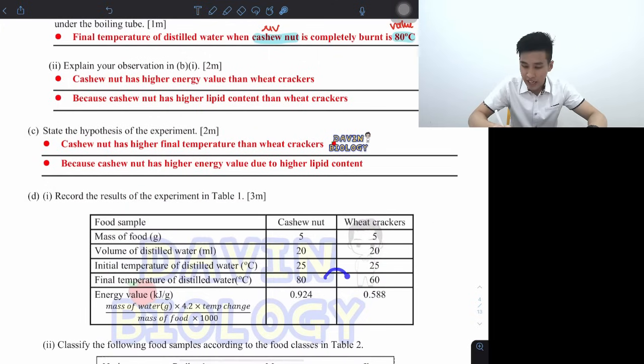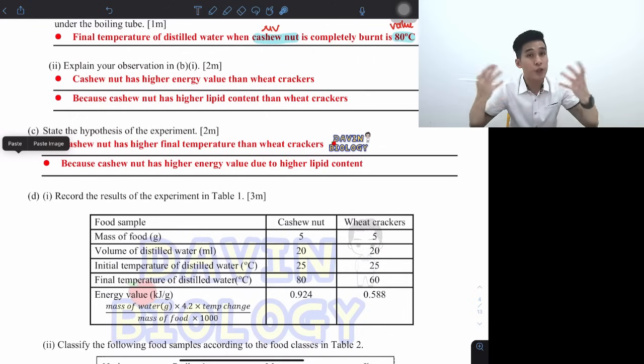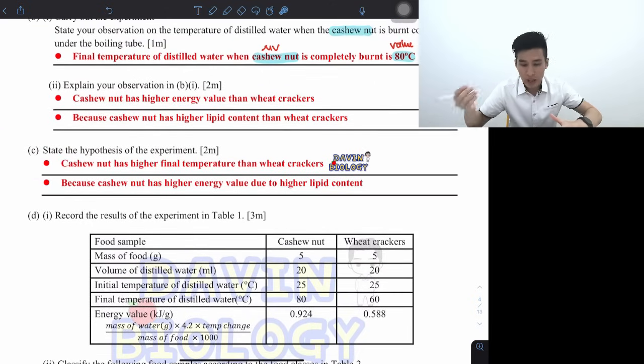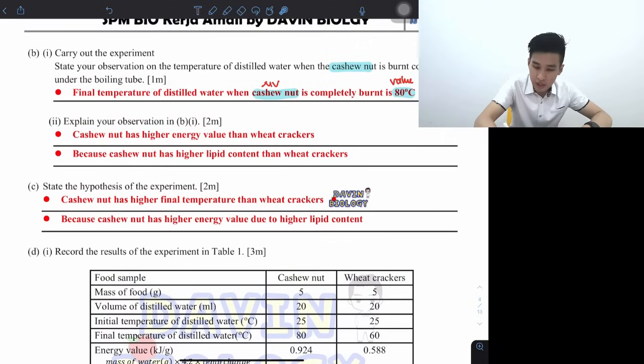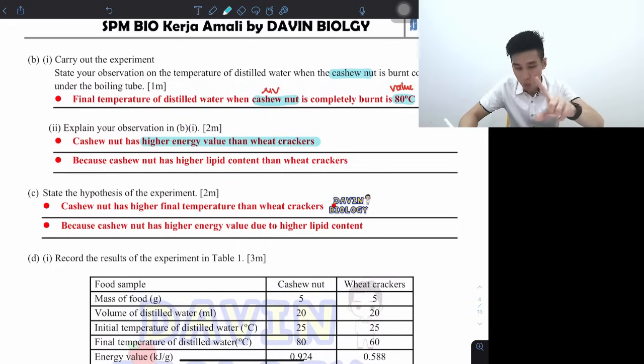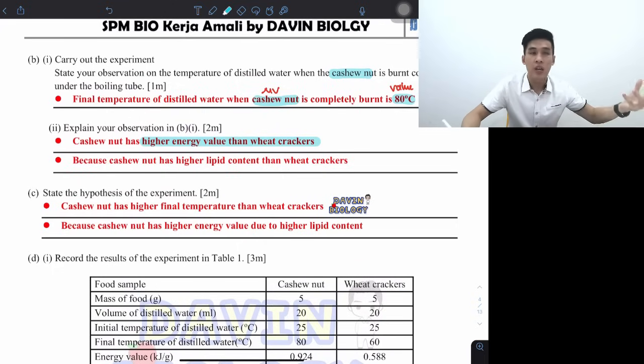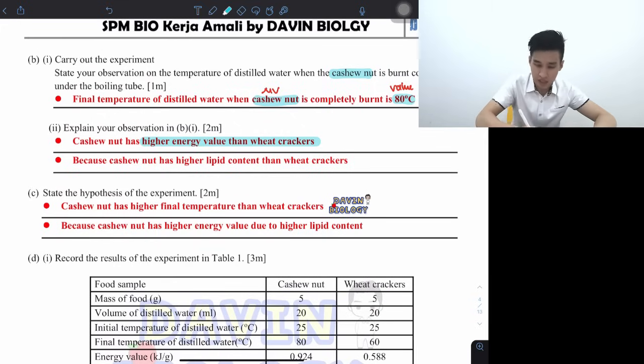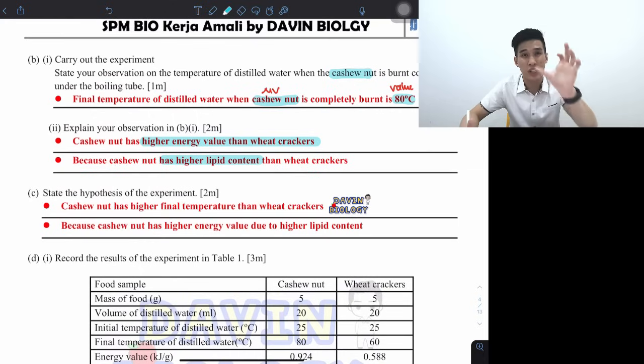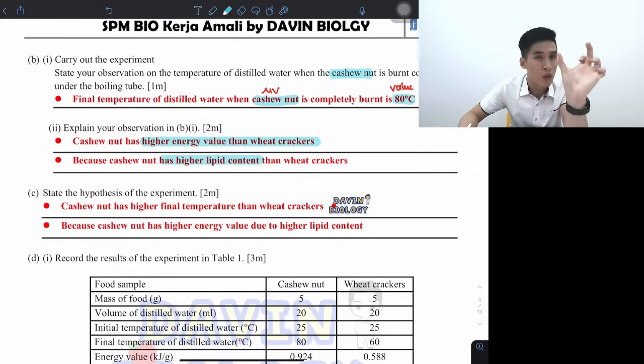You see, 80 is higher than 60, compared to wheat cracker, meaning there's more energy. So I say the reason the temperature is higher is because there's higher energy value than wheat crackers. 2 marks, so got one more to explain why. We already say in the beginning, the reason why a food has more energy than another is mainly because of the lipid content. The question won't test you on other things, they just test lipid. So the answer is always just say more lipid.